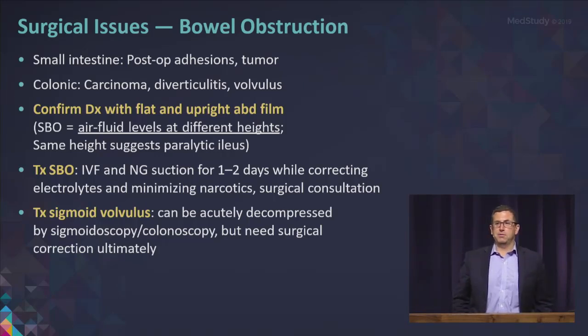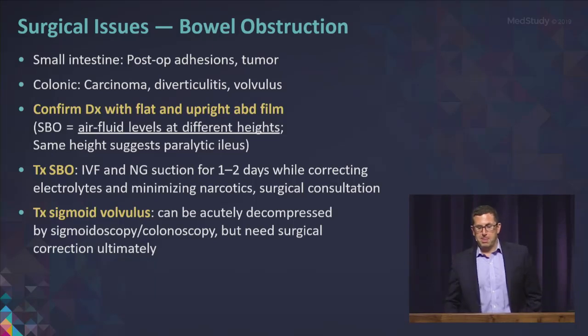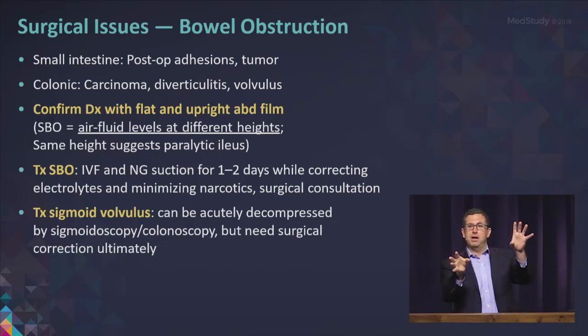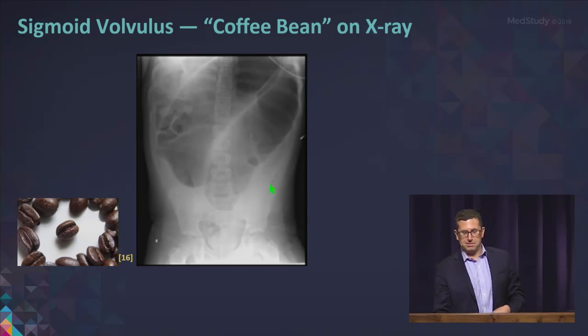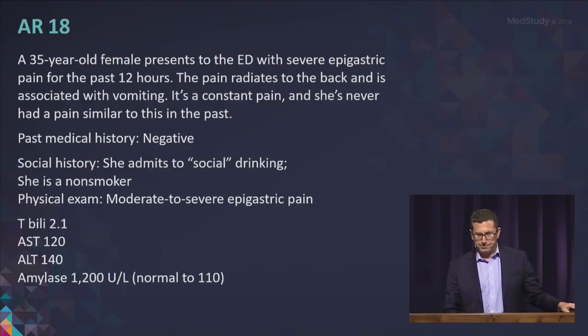So treatment would be IV fluids, NG suction, call surgery, correct electrolytes, minimize narcotics, pretty intuitive. If you have a sigmoid volvulus specifically, generally you're going to call GI, because we could get a scope in there and untwist the area that's twisted. But usually those patients are at risk for reforming the sigmoid volvulus, so they're ultimately going to need surgery afterwards. If you see this on a test, this coffee bean, I put a picture of a coffee bean, it does really look like a coffee bean, right? That is classic sigmoid volvulus on an X-ray. So that would be a good thing for you to know.